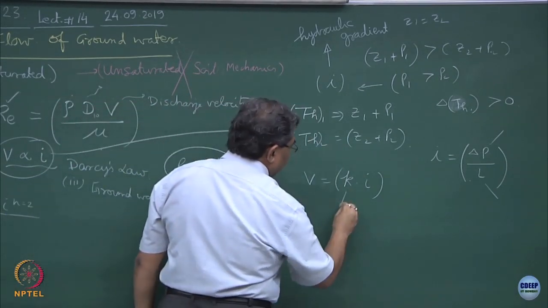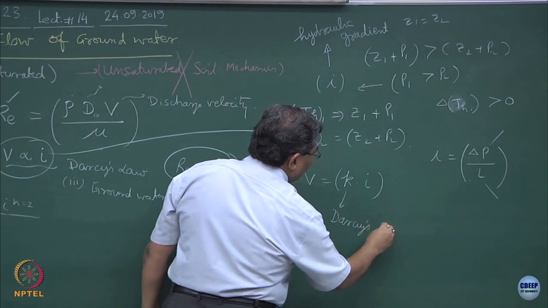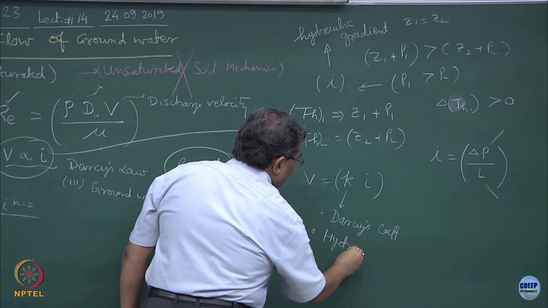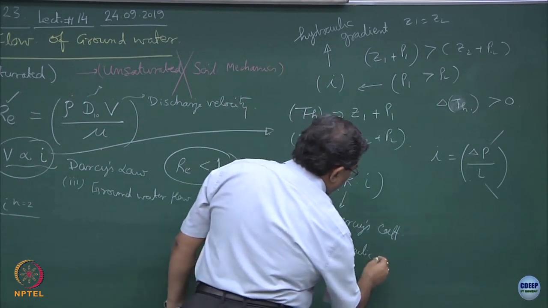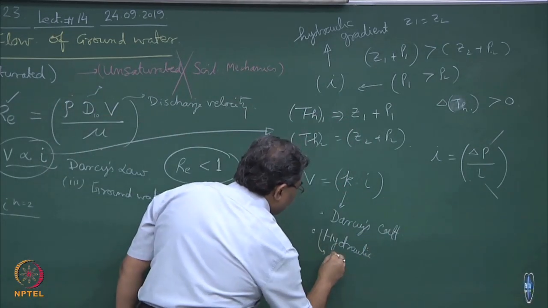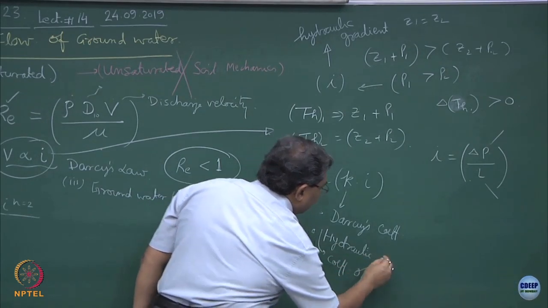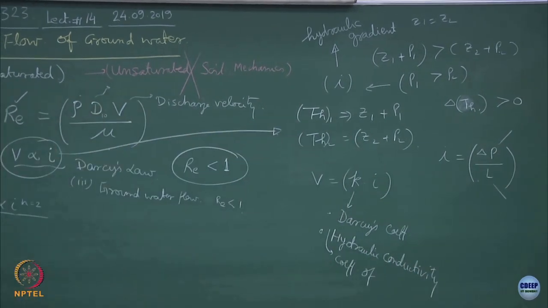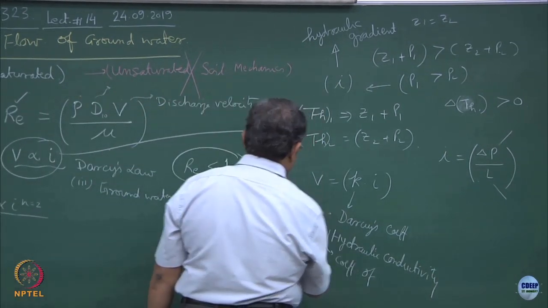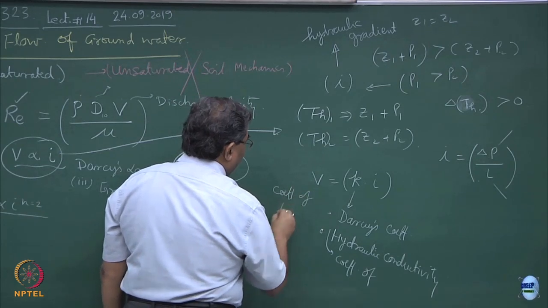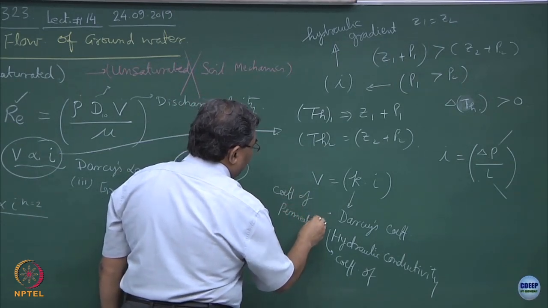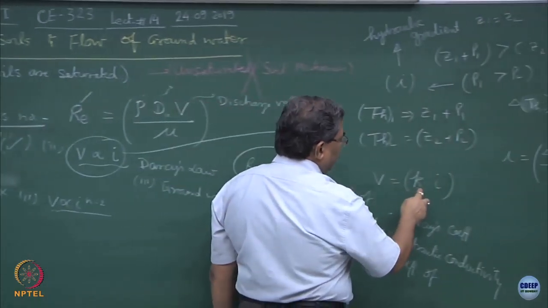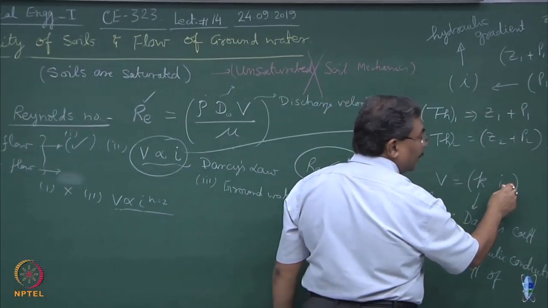Sometimes K is also known as Darcy velocity or Darcy's permeability. Darcy's coefficient also we call it as. We also call this as hydraulic conductivity. I normally do not use this word, coefficient of hydraulic conductivity. Sometimes people also call this as the coefficient of permeability. It has different names. This is the proportionality constant. What we have done is V proportional to I, we have changed to V equals K into I.